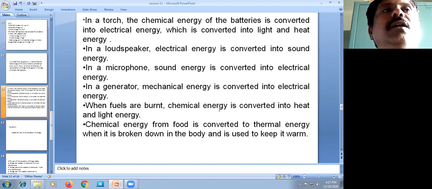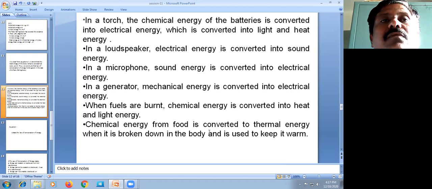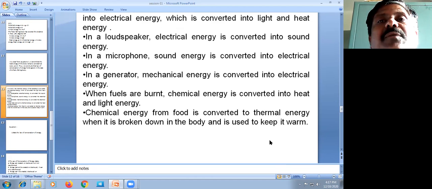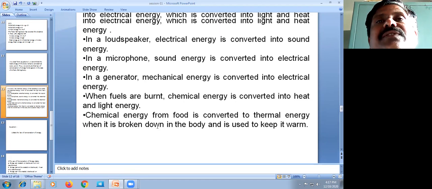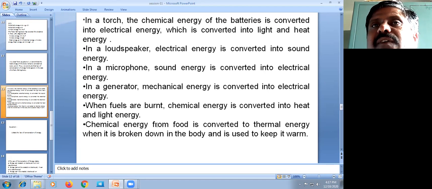In a microphone, sound energy is converted into electrical energy. In a generator, mechanical energy is converted into electrical energy. When fuels are burnt, chemical energy is converted into heat and light energy. Chemical energy from food is converted into thermal energy when it is broken down in the body and is used to keep it warm. These are a few examples of the law of conservation of energy that we observe in our daily life.